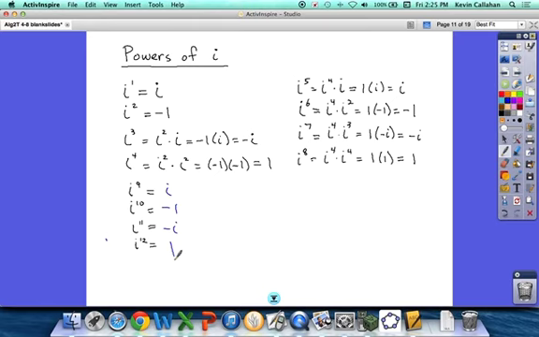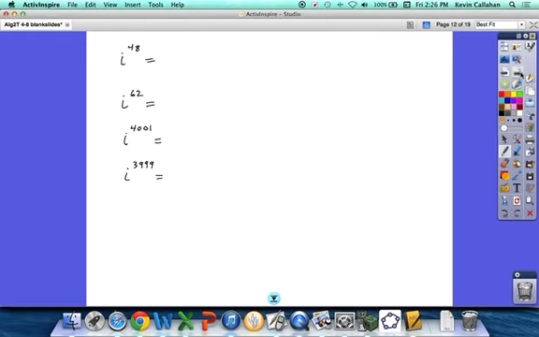If it's 1 more than a multiple of 4, then it's going to be i. So i to the 49th is 1 more than 48, so that's going to be i. If it's 1 less than a multiple of 4, then it'll be negative i. You should be able to figure out from the pattern of those 4 numbers, 1, 2, 3, 4. Just repeat the pattern. For example, i to the 48th.